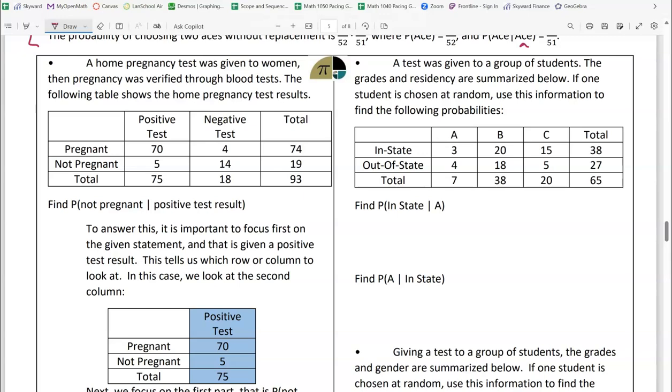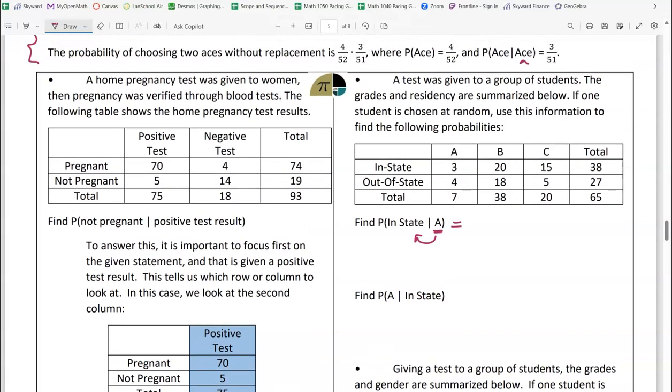So find the probability that someone is in state given that they got an A. Okay, so we know they've gotten an A on their test, and we want to find out of all the people who got an A, what's the probability that they're in state. A couple ways to think about this. The first is to use the formula. So we go to find the probability of both of these. So in state and got an A would be a 3, out of the total of the second one, so the total people who got an A, which is 7. Okay, and then you're done.